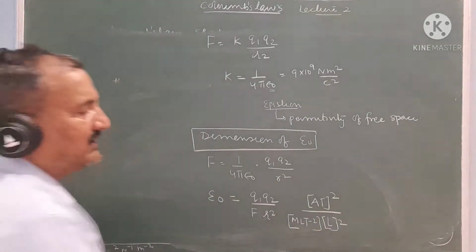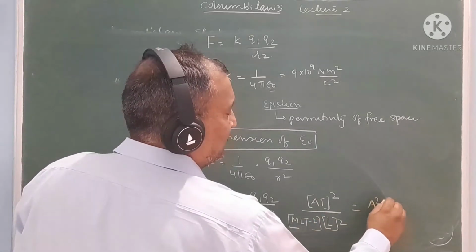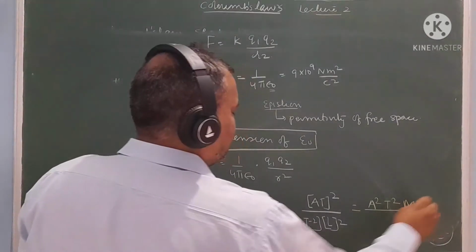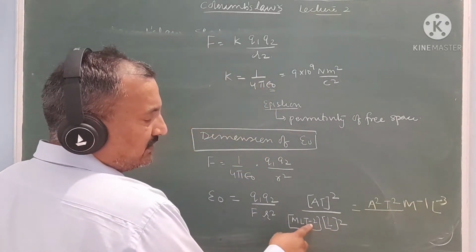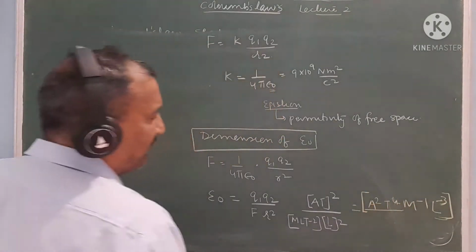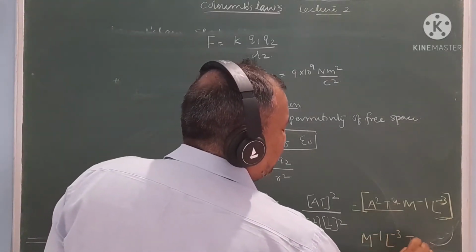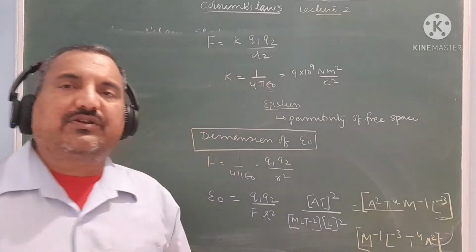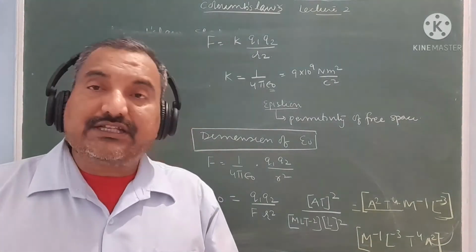Now you can simplify this. This will become A square T square. This is mass M minus 1. This becomes L minus 3. This is T square, it will go up, it will become T 4. So the dimension will be M minus 1 L minus 3 T 4 A square. This is the dimension of epsilon naught, that is permittivity of free space.